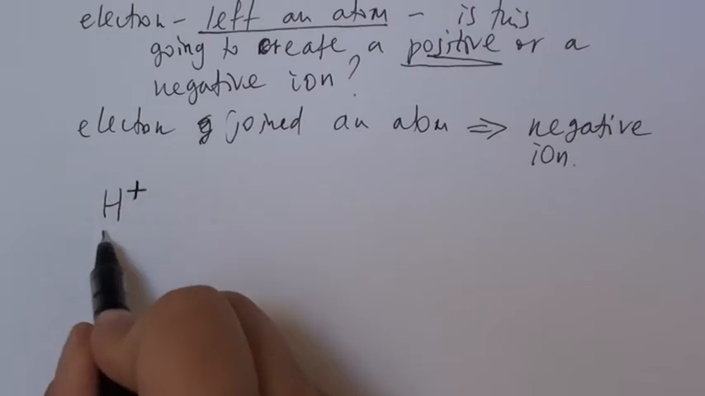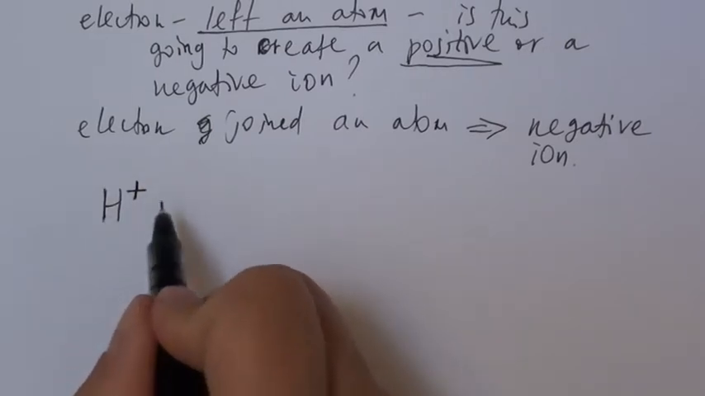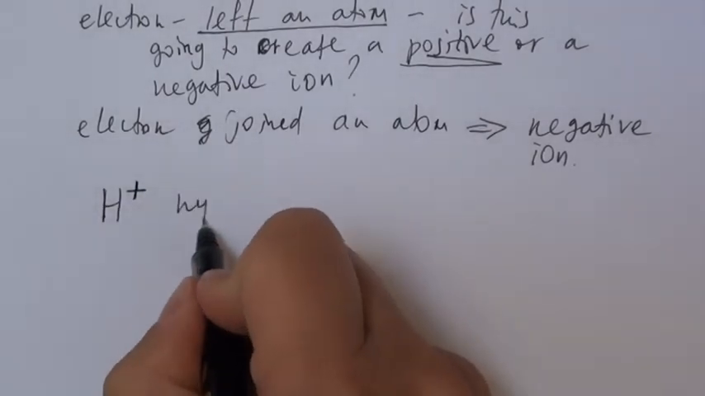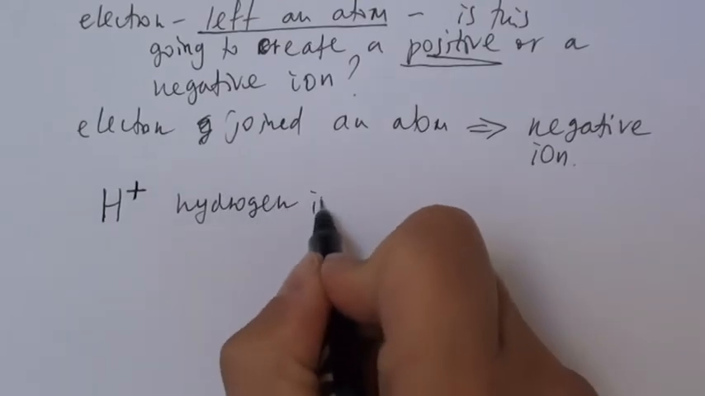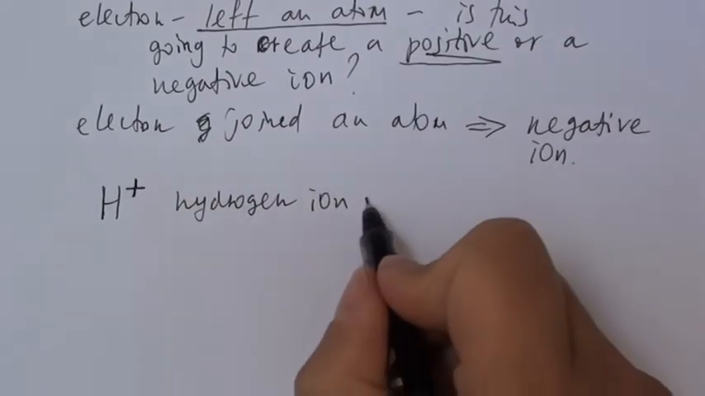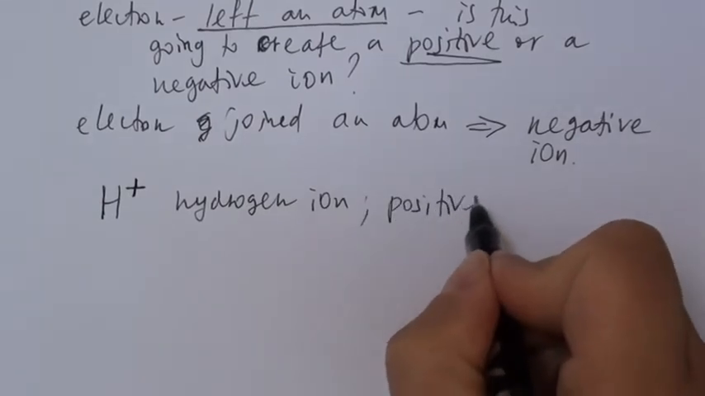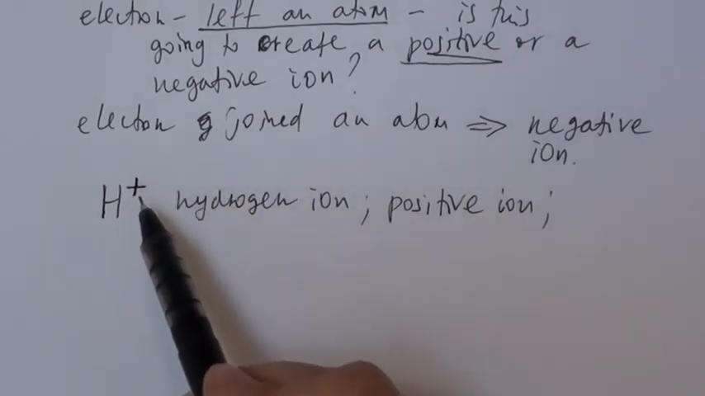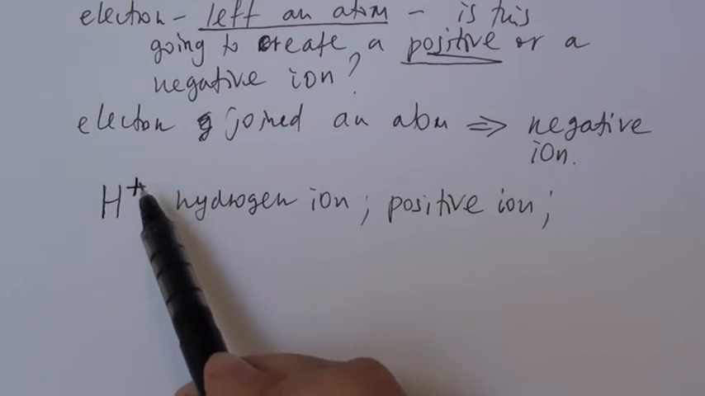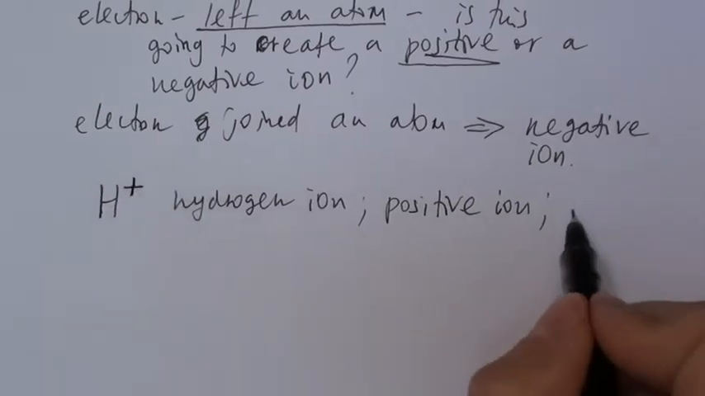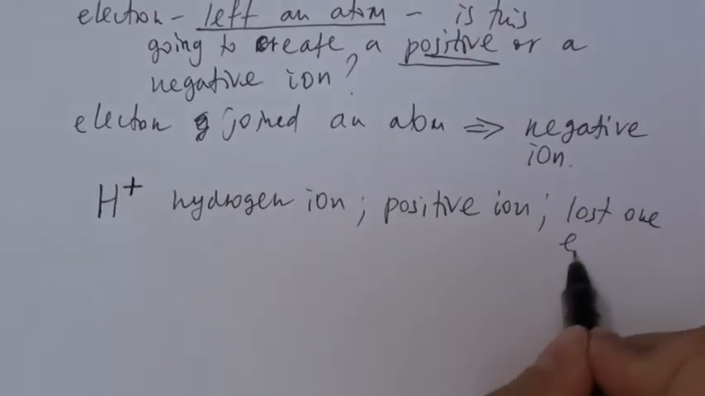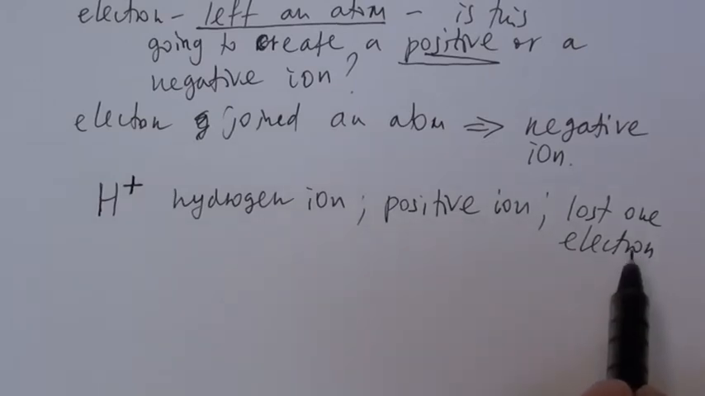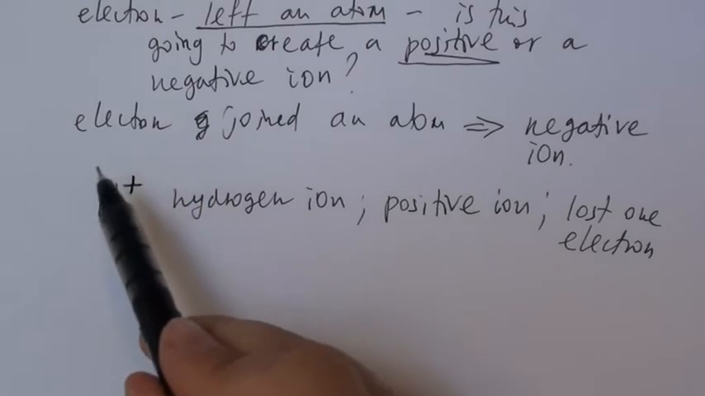So I know it's not just a hydrogen, I know it's not just a neutral atom, but that it's an ion. So I know from this symbol that this is a hydrogen ion. And I know from this plus sign that it's a positive ion. And finally, I also know that it's lost an electron, right? It lost one electron because there's just one plus there. So it's lost one electron, right? So that negative electron left the atom of hydrogen, and what's left behind is this positive ion.